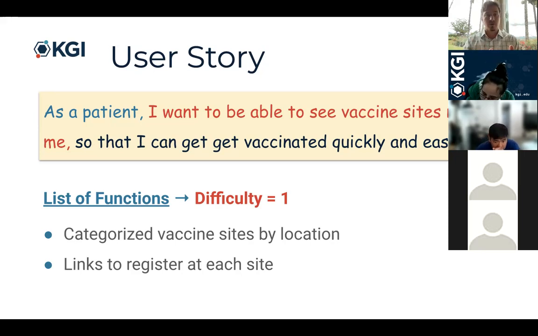So from the user story, we came up with a list of features that would help satisfy that user story. And then we assigned a level of difficulty based on that. And so that helps us prioritize.